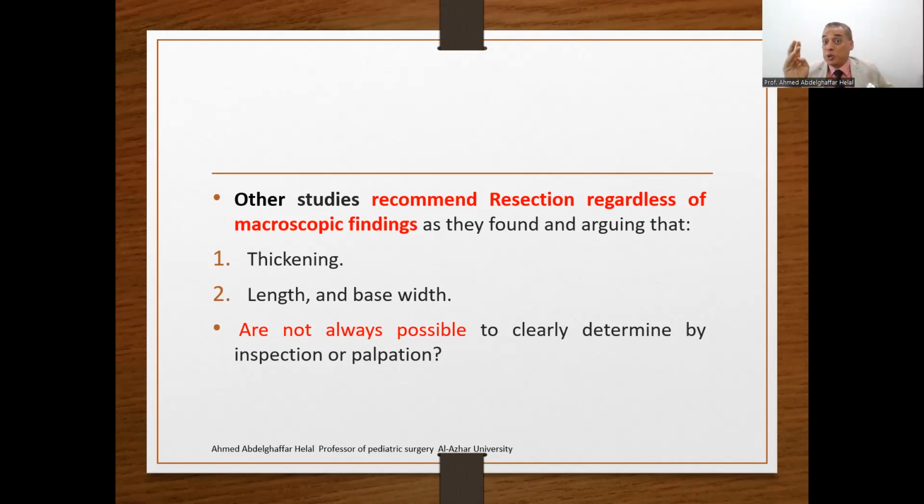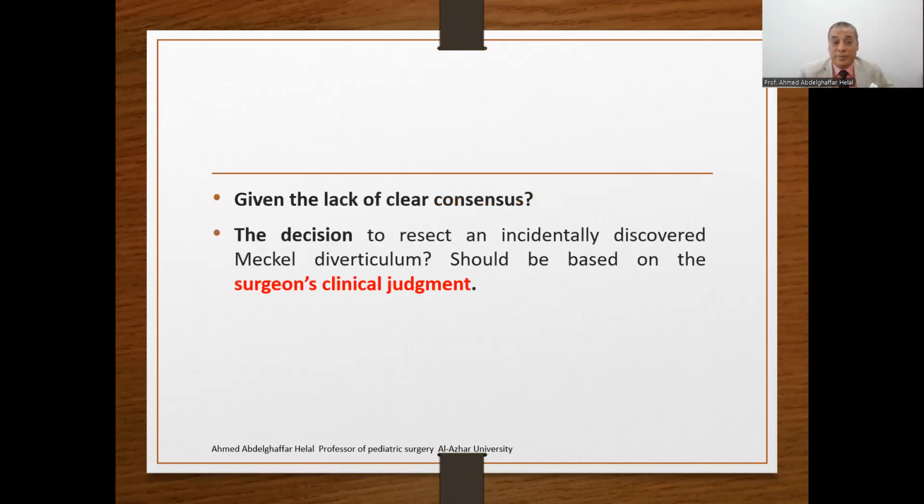This is number 1. Number 2, some pediatric surgeons recommend no resection. Number 3, other pediatric surgeons recommend a selective approach. Number 4, some pediatric surgeons say no selective approach: remove all incidentally detected Meckels, because the confirmation of the thickening, length, and the base are not always possible to determine by inspection or palpation. Finally, given the lack of clear consensus about incidentally found Meckel diverticulum, the decision to resect an incidentally discovered Meckel should be based on the surgeon's clinical judgment.